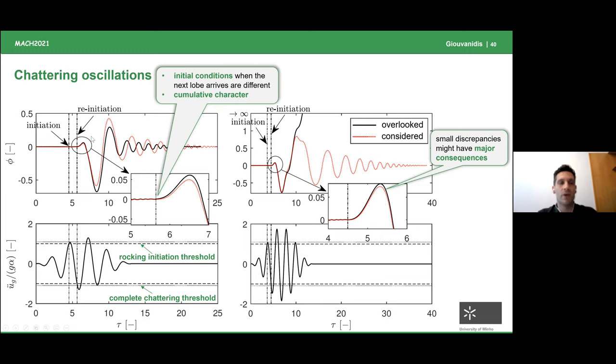Therefore, the main difference between these two cases is the initial conditions when they enter the next cycle of rotation. When chattering is considered, after this estimated time the block stops rocking, and when it enters the next cycle of rotation, its initial conditions are rotation zero, angular velocity zero. However, when chattering is not considered, the black line here, its initial conditions are non-zero. This small difference in the initial conditions might have considerable consequences. Here you see a completely different response: in one case we have collapse, while in the other case we do not. The block comes back to its initial rest position.